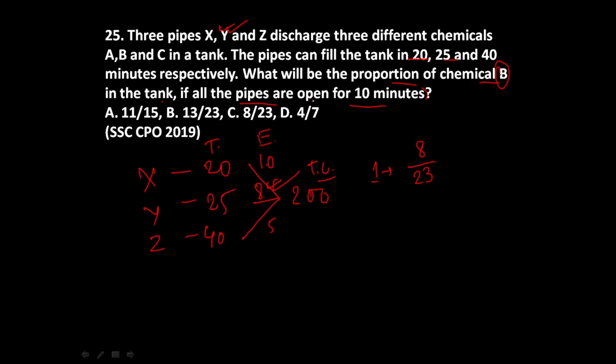So if we keep the pipes open for 10 minutes, then it will be multiplied by 10 on both sides. So it is actually 8 by 23. 8 by 23 portion of the chemical B in the tank will be filled in 10 minutes, right? So it is option C. Clear? Moving to the next one.